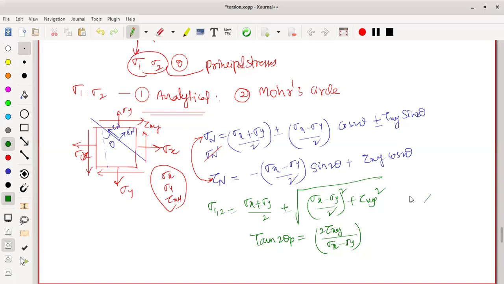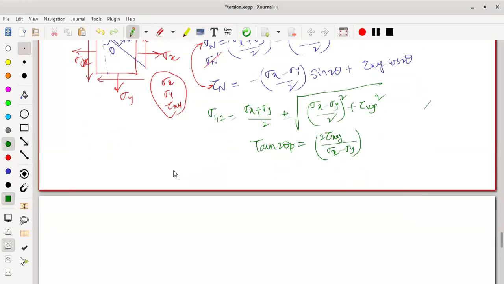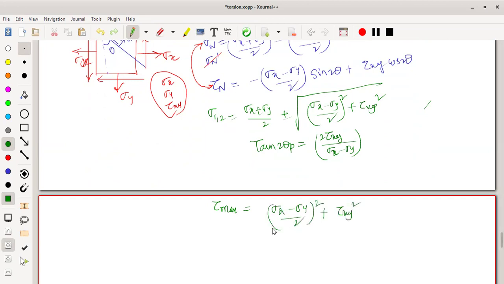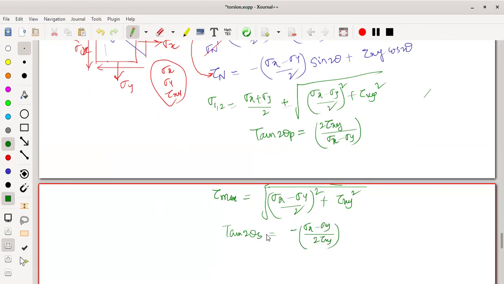So again you have tau maximum also. The tau maximum formula is the square root of (sigma x minus sigma y by 2) whole squared plus tau xy whole squared. So it's a formula. Again, this plane, this tau max is on some other plane, so it is taken as theta s position. So it is minus of sigma x minus sigma y by 2 into tau xy. So by using these two equations you can calculate the position of two things.